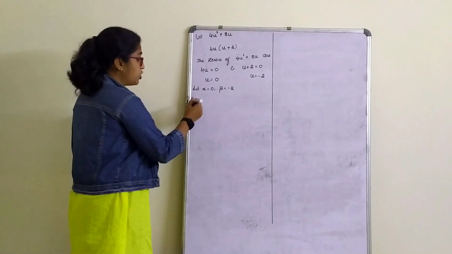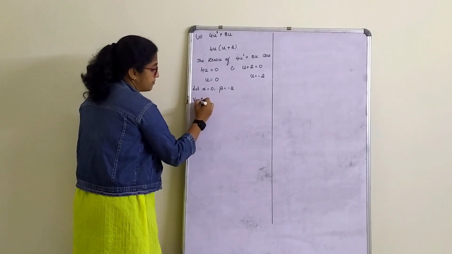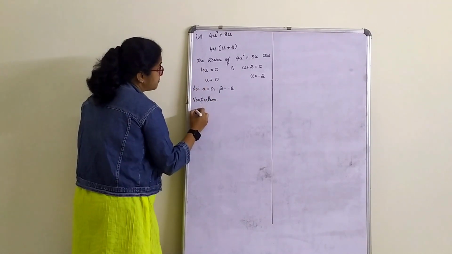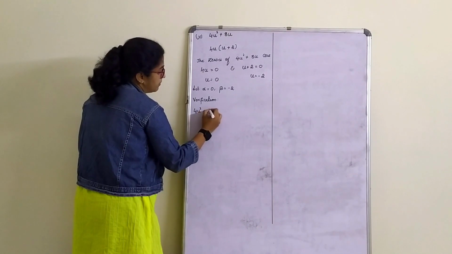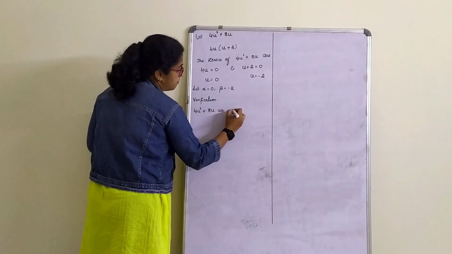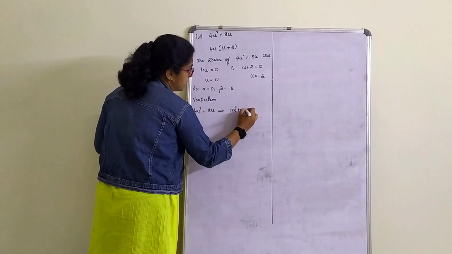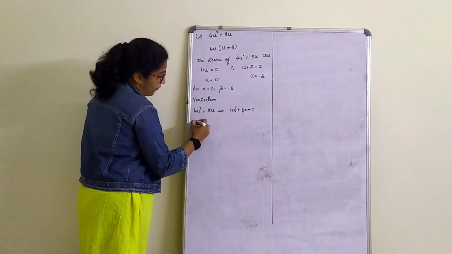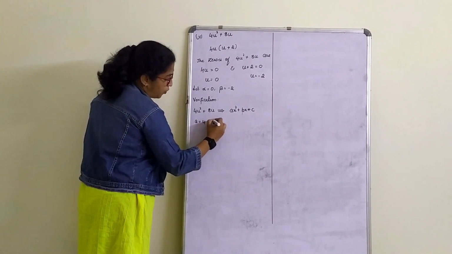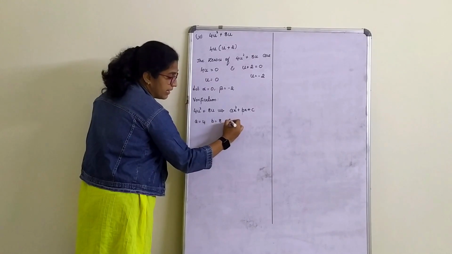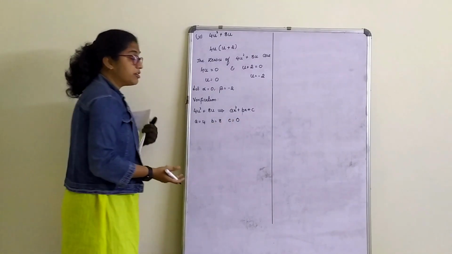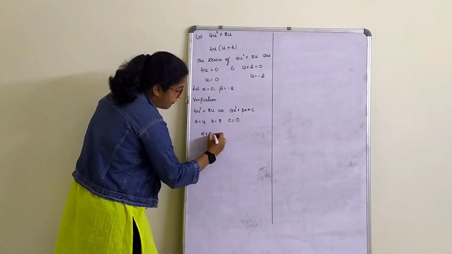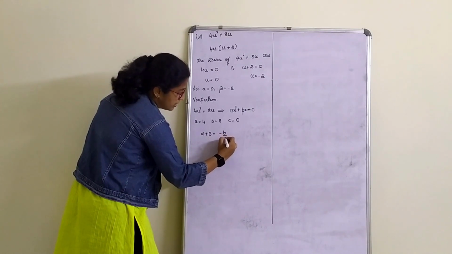So let's go for verification now quickly. Verification. In verification, first I need to write the polynomial 4u square plus 8u. This is of the form ax square plus bx plus c, where a is equal to 4, b is equal to 8 and c is equal to 0, because there is no constant term here. Let's verify quickly. Sum of these zeros, alpha plus beta is equal to minus b by a.